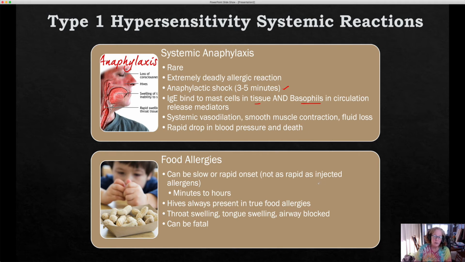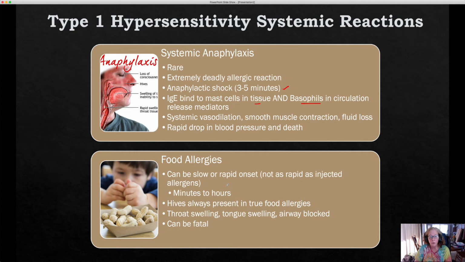Food allergies are another type of systemic anaphylaxis, and food allergy reactions are slower than, say, a bee sting or penicillin shot, but they can be rapid as well, just not as rapid as the injected allergens. So the person takes it in, and usually they know immediately. They'll feel it in their mouth, in the back of the throat. They'll even feel their throat starting to close up, usually within a minute or two. But the actual death part of it wouldn't come for usually about 20 to 30 minutes. This is enough time to get to the hospital.